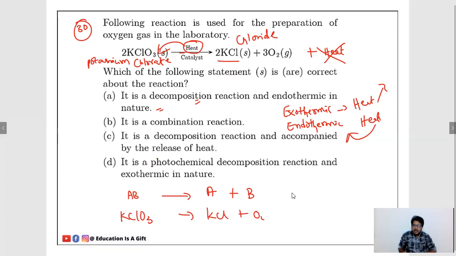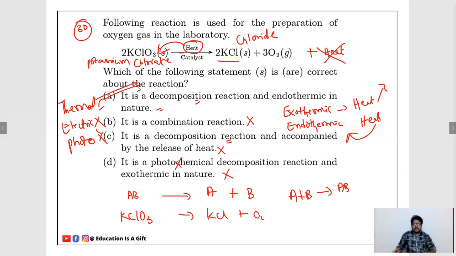It is combination. No, it is not combination. A plus B should combine together to form AB. That is not happening. No, it is decomposition. Accompanied by release of heat? There is no release of heat. It is wrong. It is photochemical? No, it is not photochemical. It is thermal decomposition. We have three types of decompositions, right? Thermal decomposition, electric decomposition, and photolytic decomposition. It is not photo, it is not electric, it is thermal. Wrong. So the only option left is A, it is decomposition.